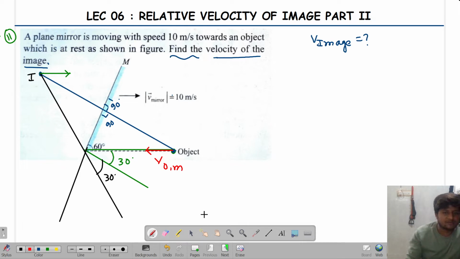When we stretch that reflected light backwards, what we observe is that it is meeting the image at this kind of point. Now if it is meeting the image, that means what? Velocity of image will be along that particular line, the reflected light, right? Yes or no? Velocity of image is along this particular line. This is the velocity of image with respect to mirror. Understood? See, two cases are here.